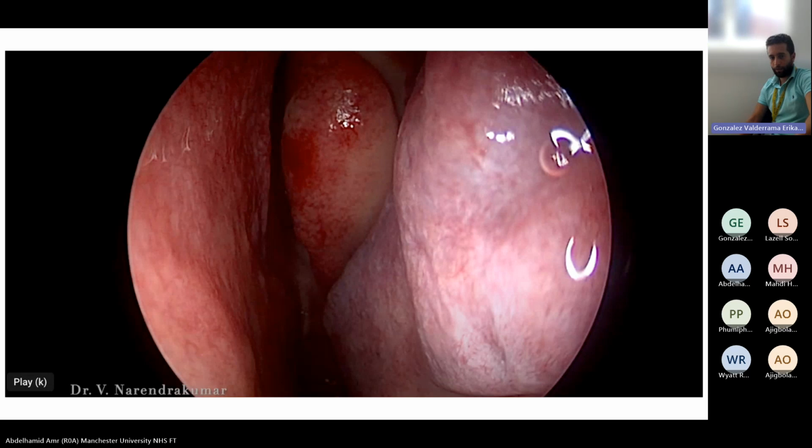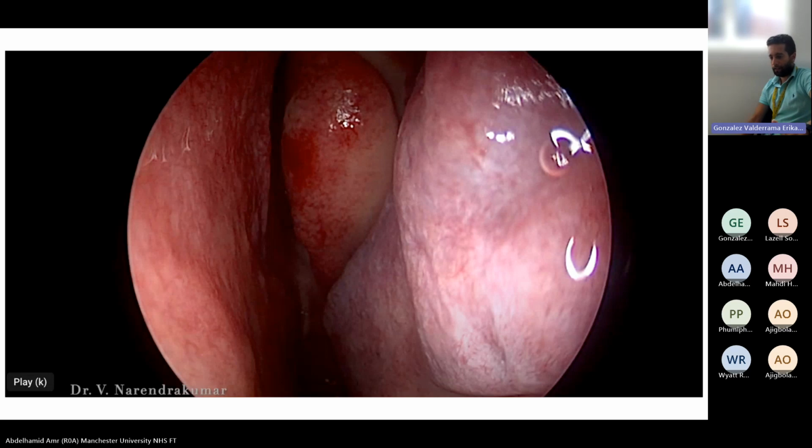Then the second pass, we go medial to the middle turbinate. This is where you can see the opening of the sphenoid sinus. You're looking at the sphenoid recess. And then the third pass, you go lateral to the middle turbinate. Obviously, because the patient is asleep, it's using instruments.